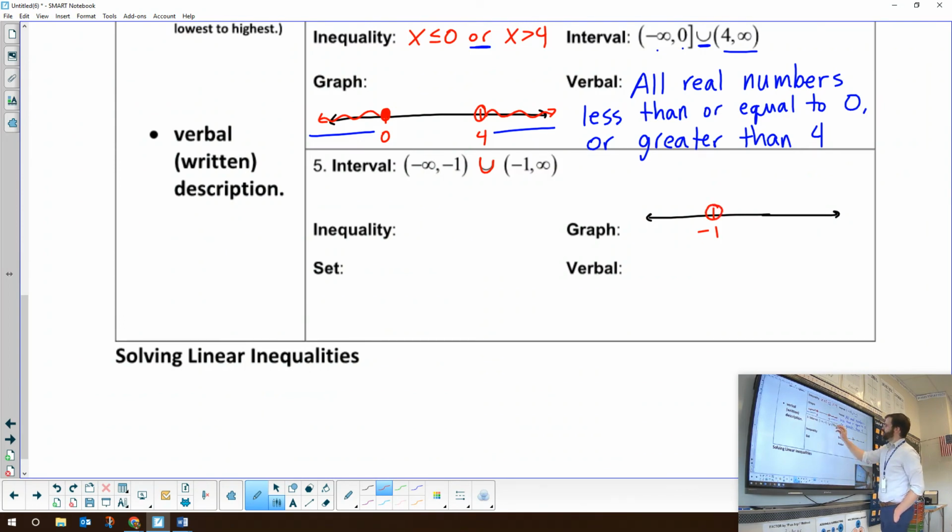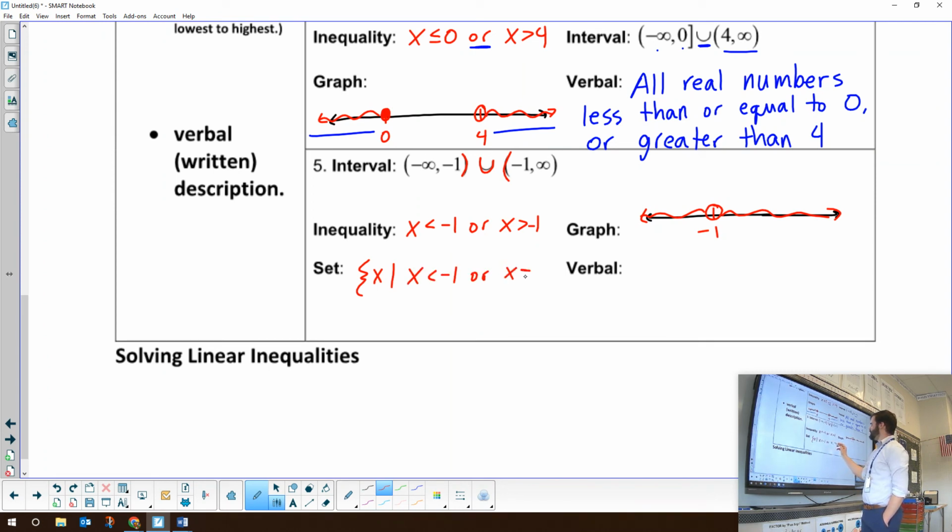It is an open circle because we have parentheses here. And then we're going to be less than -1 and greater than -1. So essentially, all we're doing is skipping -1. Let me show you what that looks like in our inequality. We're going to say x is less than -1 or x is greater than -1. In set notation, same thing. We should have squiggle brackets x such that, and we're going to write the same thing: x is less than -1 or x is greater than -1.